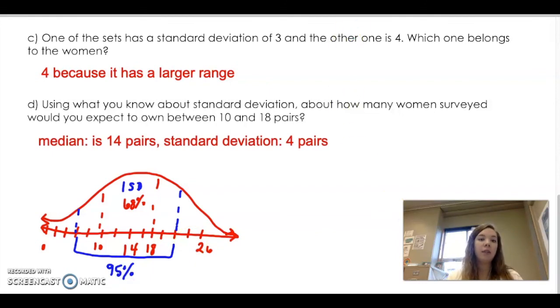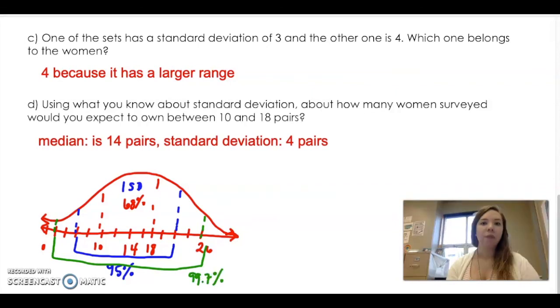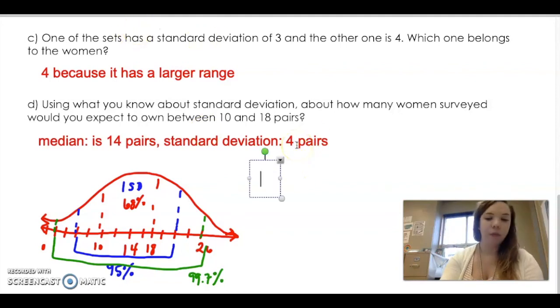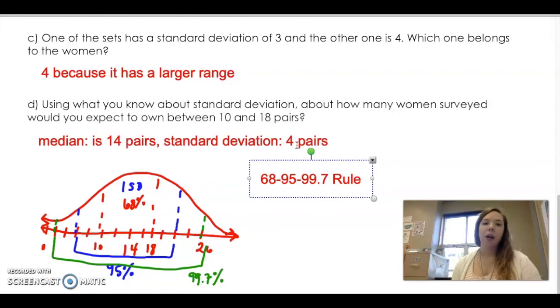Okay, and then 3 standard deviations away. So here I'm at 6. If I go down to 2 and then up to 26, that's where 99.7% of our data will live. You'll figure out exactly why this works in calculus, which would be, for most of you, your junior or senior year of high school. But for now, we're just calling it the 68, 95, 99.7 rule.